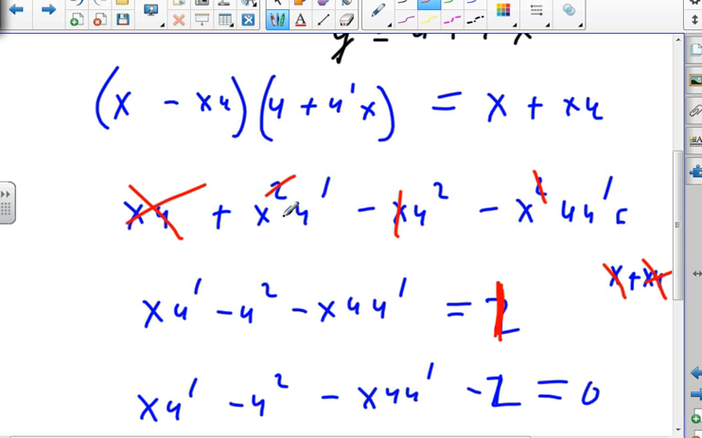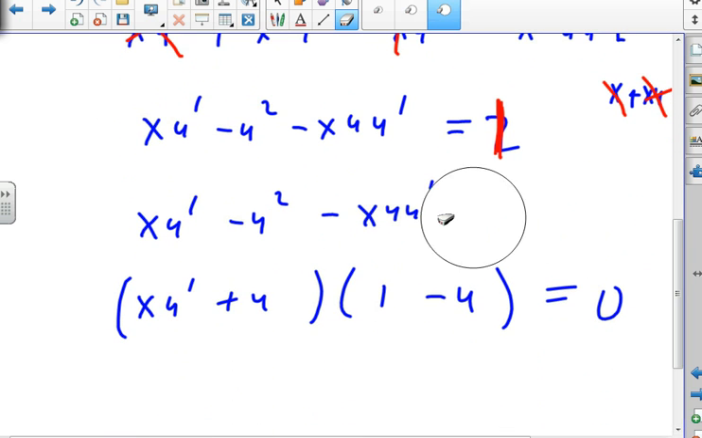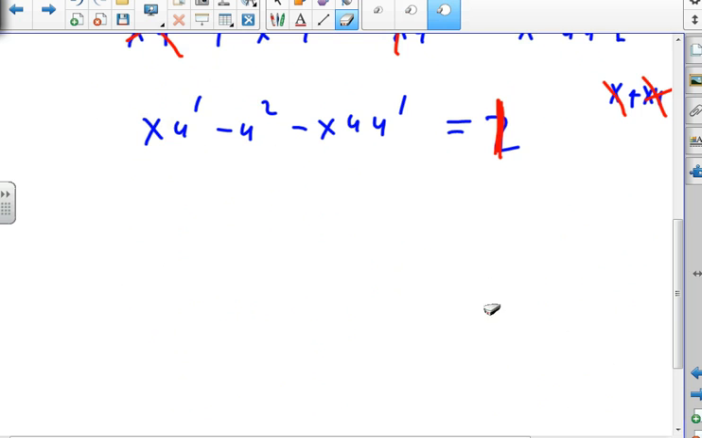Okay, so I got an x u prime. I got a minus u squared. I got a minus x u prime. All right. So it looks like I'm back to that being a 1. Does that help me any? How do I get a u squared unless I go u times u?